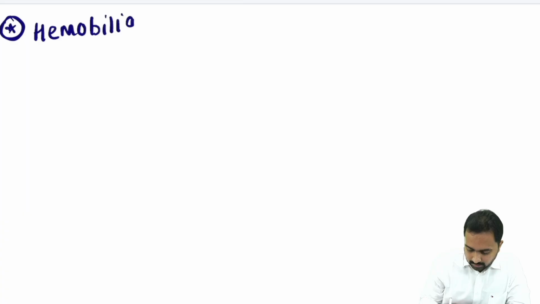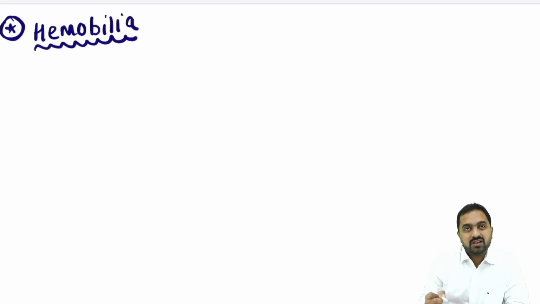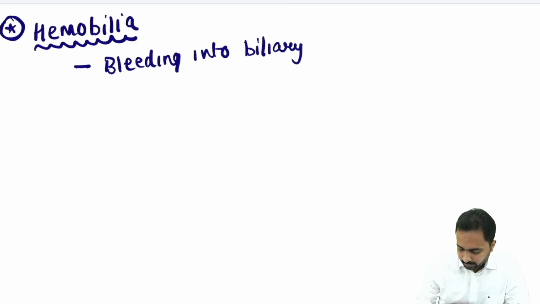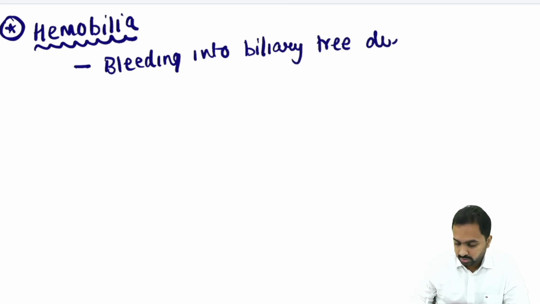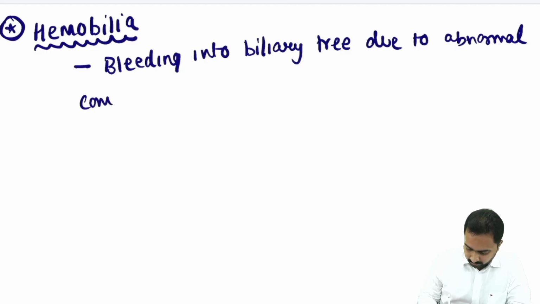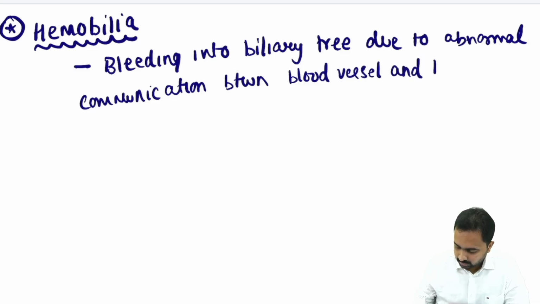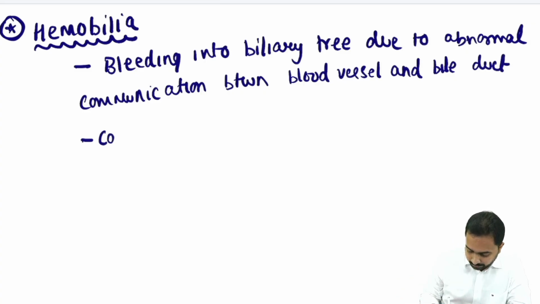Haemobilia. This is an important MCQ topic which has some straightforward one or two questions. So what is haemobilia? It is bleeding into the biliary tree due to abnormal communication between blood vessel and bile duct.